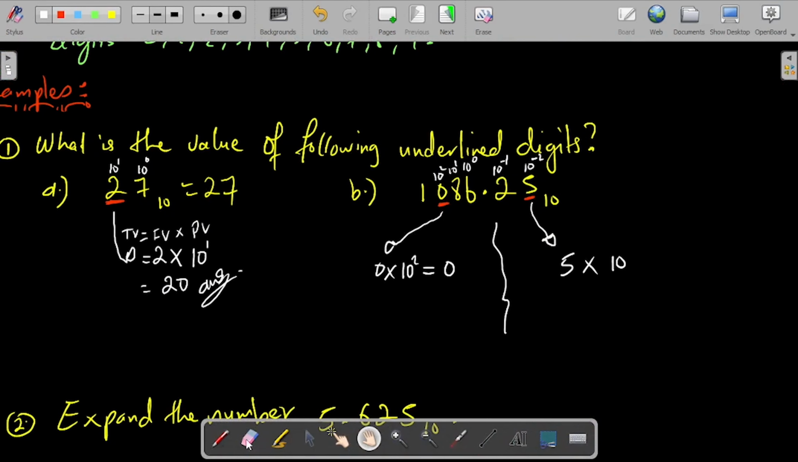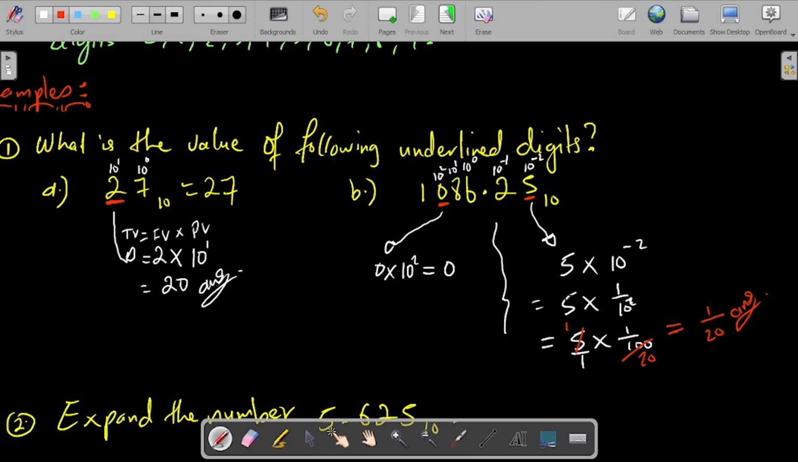So that would be 5 times 10 to the power of negative 2, which is the same as 5 times 1 over 10 squared, which is the same as 5 times 1 over 100, right? And then we could put the 5 over 1 and cancel. So we say 5 into 5, 1. 5 into 100 is 20. So we get 1 over 20 as the answer. Okay, that is the value of the 5 there, 1 over 20.